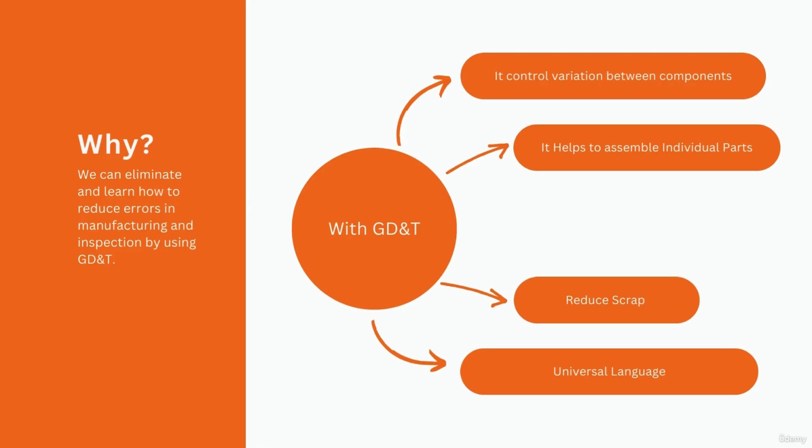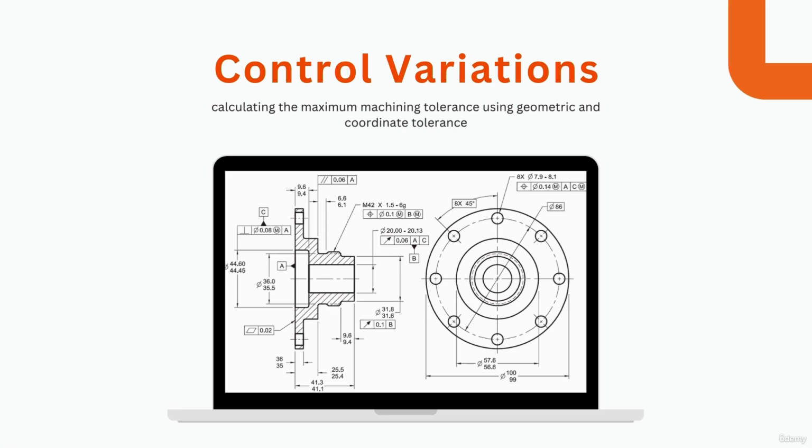With the GDT, we can control the variations between the components. Also, it helps to assemble individual parts, reduce the scrap, and it is a universal language. These are the 4 different terms with 4 different kinds of explanations. First of all, what is control variations?